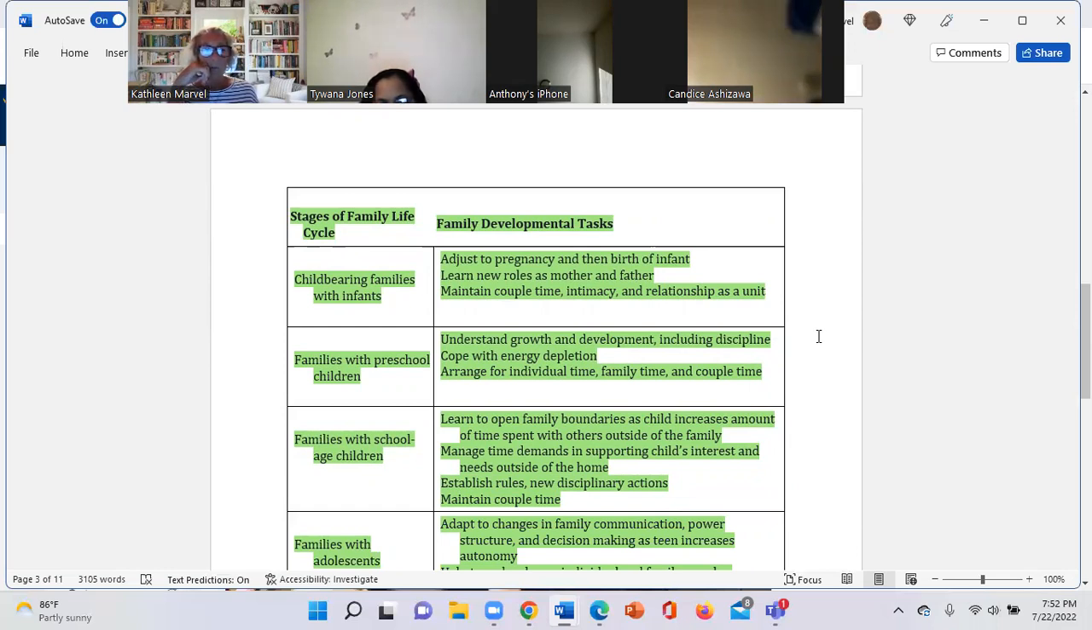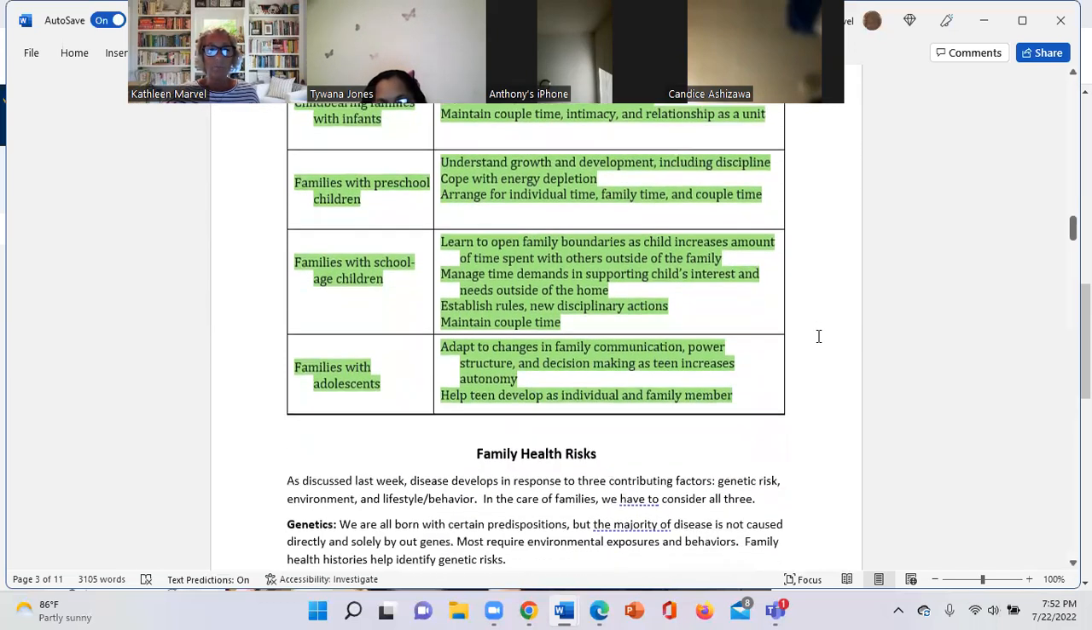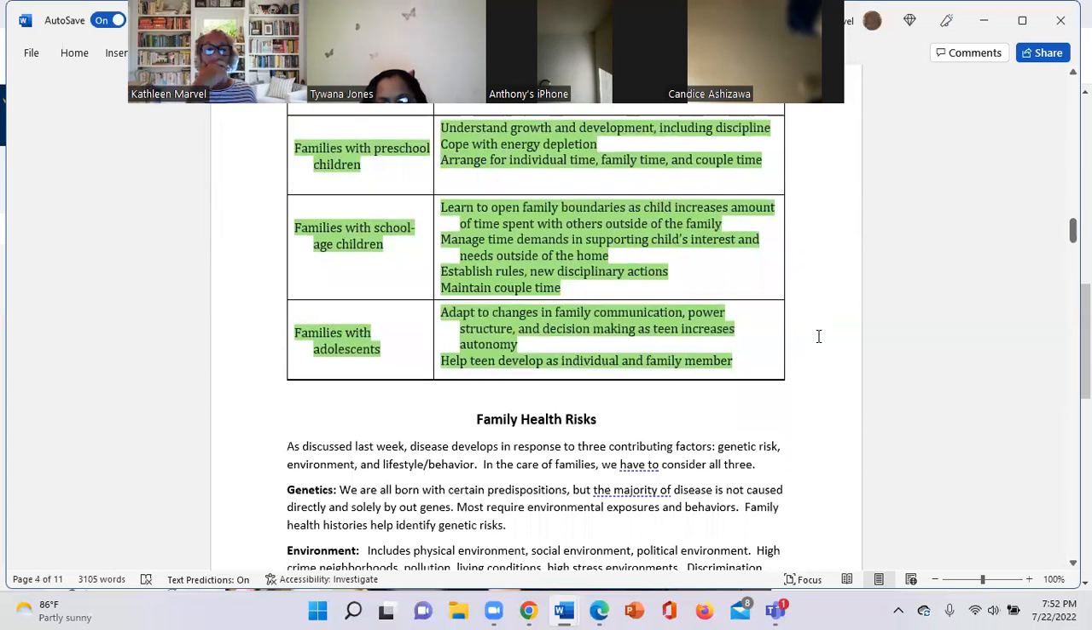Families with school-age children. Again, this is what's going on. Okay, families with adolescents. I like this one. Adapting to changes in communication, power structure, decision-making, as teens increase their autonomy. Okay, any questions about that?